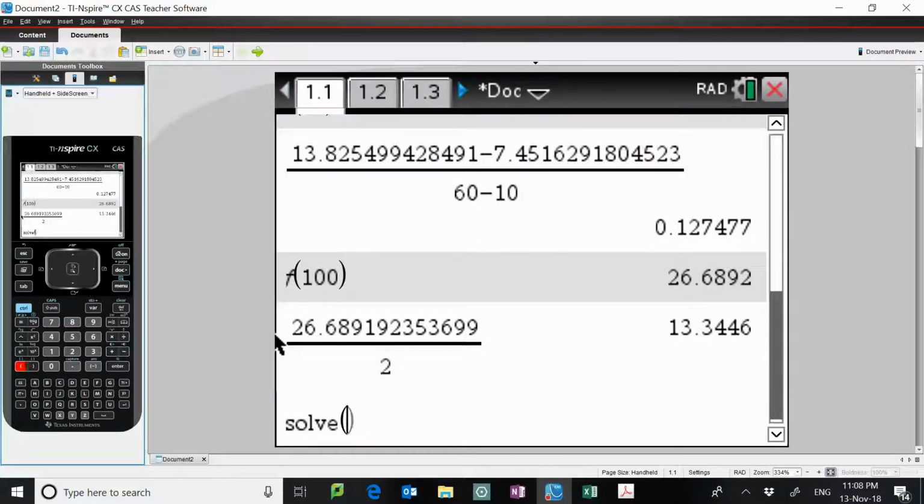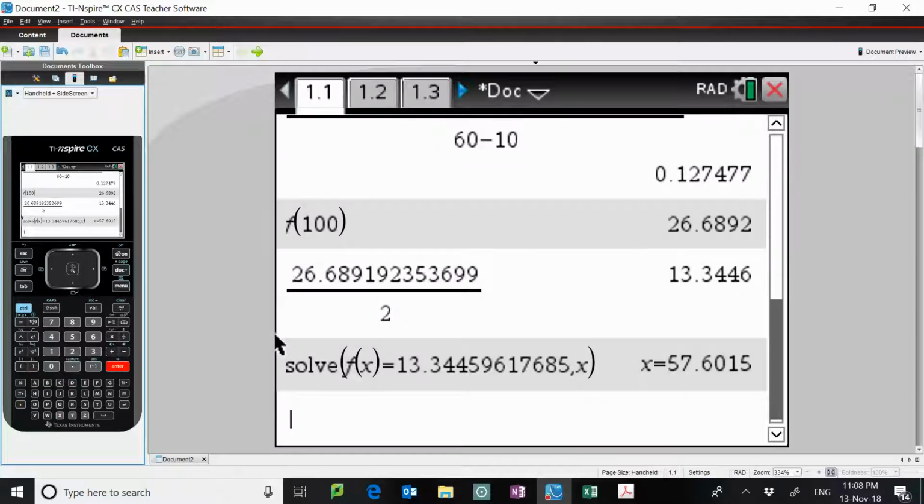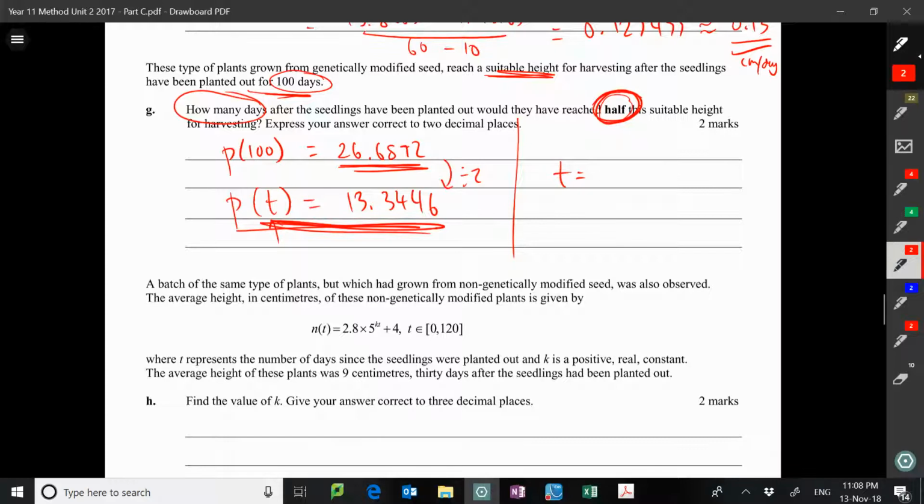So really you're doing solve for f of x equals 2, and I'm going to enter that in, comma x. Bam, there you go, 57.6. And it says round to 2 decimal places, so 57.60 days. There you go, quick and easy.